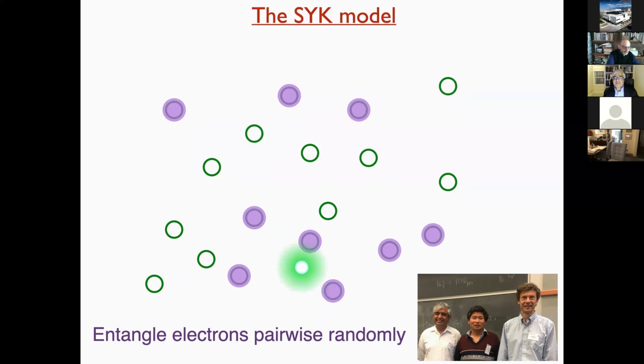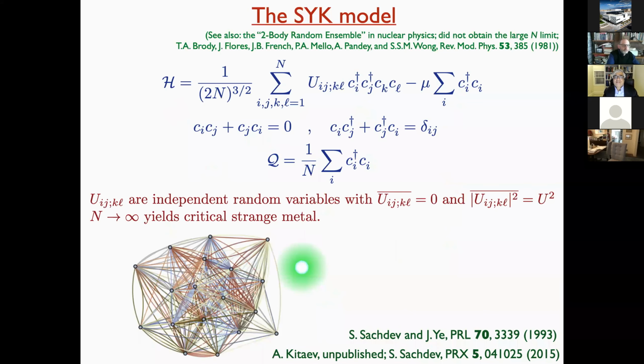Okay, so that's what's called the SYK model. Although it did appear in nuclear physics a long time ago in something called the 2-body random ensemble. It was written down, but there wasn't anything understood about it at that time. I haven't seen any reference to it since this work in '81. There were some numerical studies, and that was it.